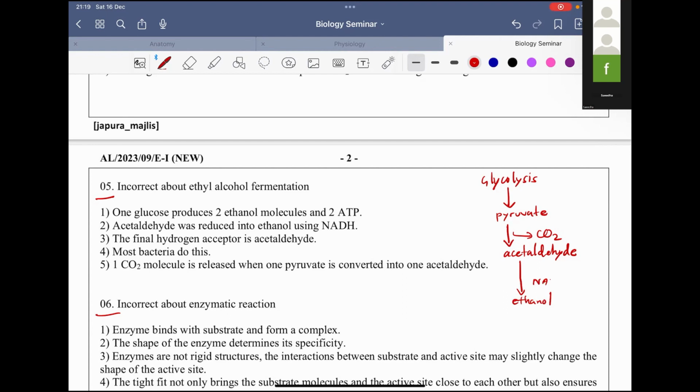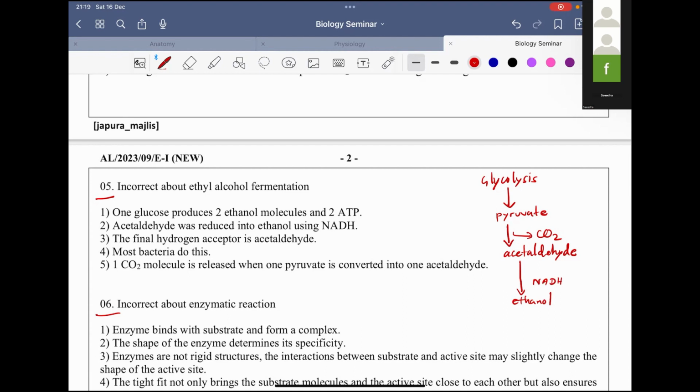So this is the process of ethyl alcohol fermentation. The final hydrogen acceptor will be acetaldehyde, which is an organic compound. Most of the bacteria will carry out this ethyl alcohol fermentation, and the most common organism is yeast. We use yeast in bakery products, where there will be ethyl alcohol fermentation and the carbon dioxide will be released. So this is about ethyl alcohol fermentation.